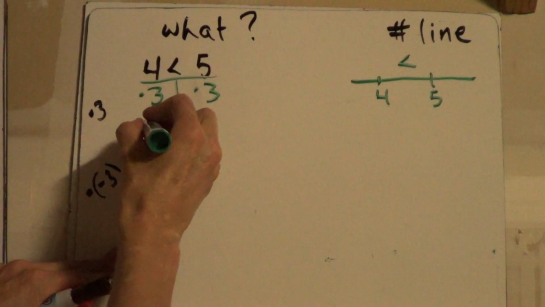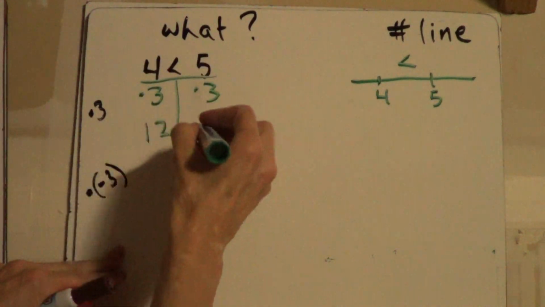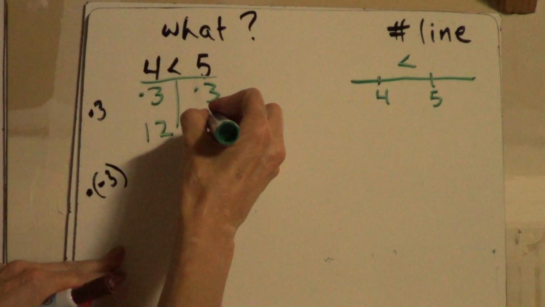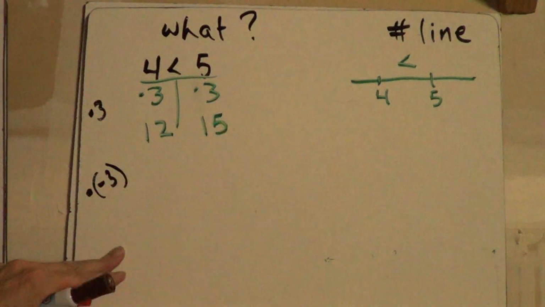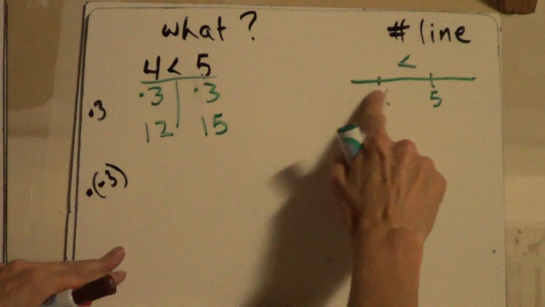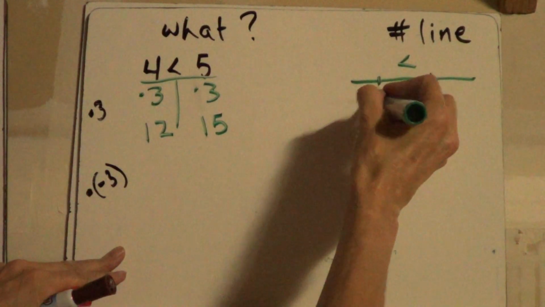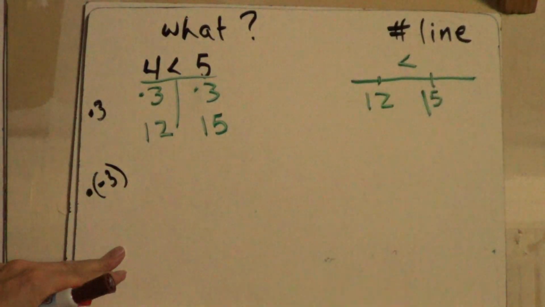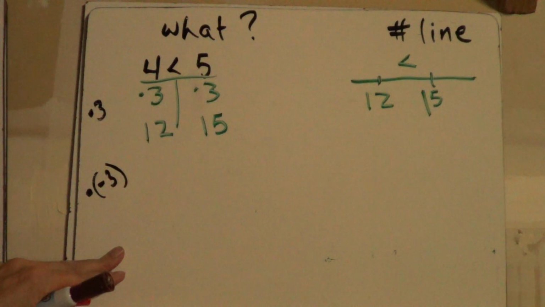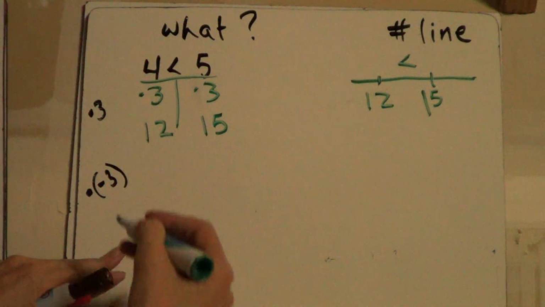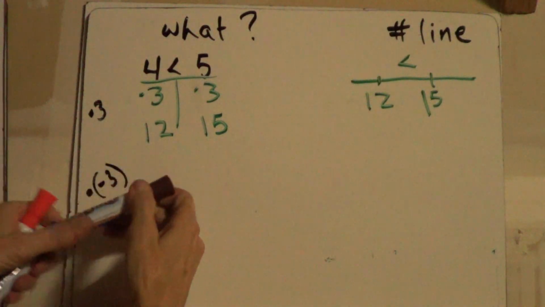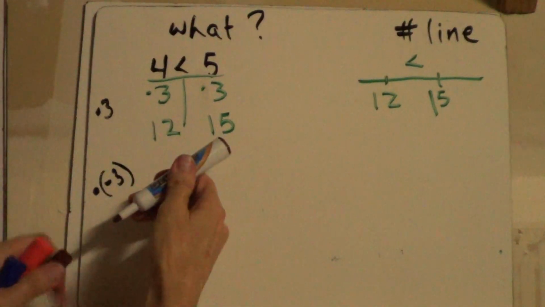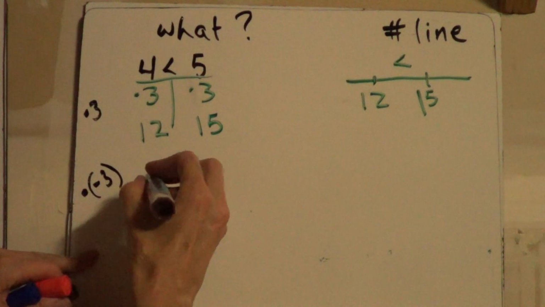So 4 times 3 is 12, and 5 times 3 is 15. And so we discover 12 is less than 15. Okay? Well, now we want to look at a little thing that happens if we happen to multiply by a negative.